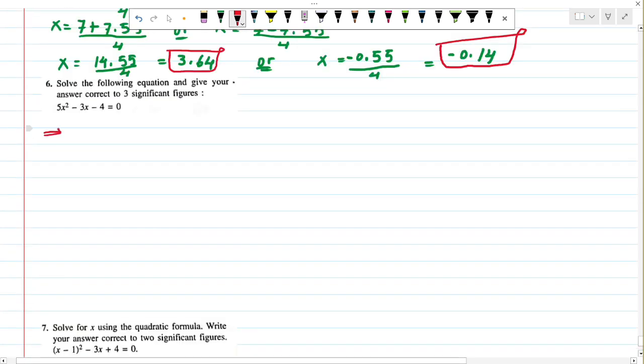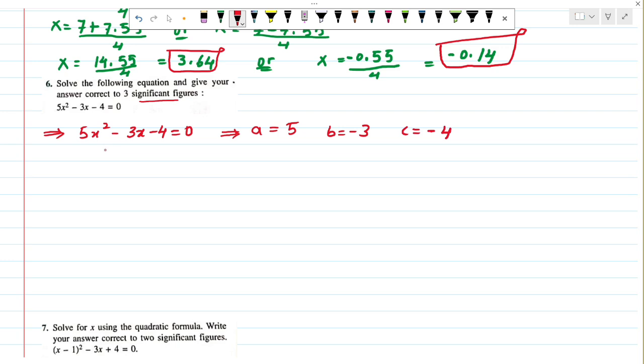So next, the sixth question is, solve the following equation and give your answer correct to three significant figures. I'll write the equation 5x square minus 3x minus 4 is equal to 0. And what are the values? a is 5, b is minus 3 and c is minus 4. So x is equal to minus b plus or minus root of b square minus 4ac divided by 2a.